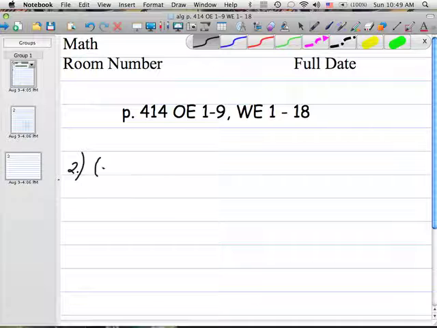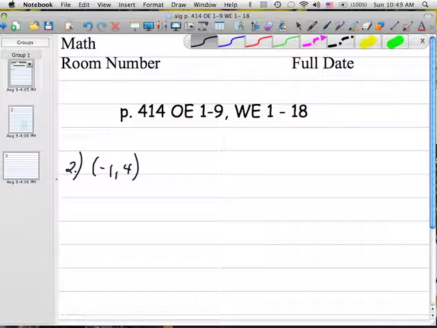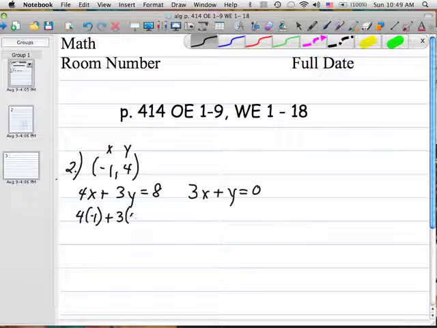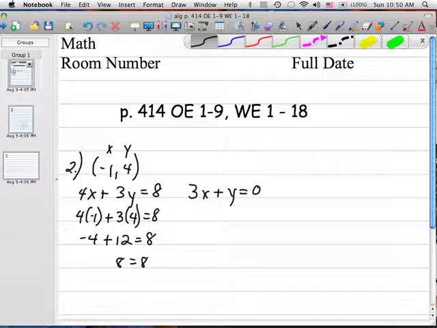Number 2 has the ordered pair -1, 4, and we're going to test it to see if it solves x plus 3y equals 8. And the other equation in the system, 2x plus y equals 0. So plugging in these values, this is x and this is y. So -1 plus 3 times 4, see if that equals 8. That's -1 plus 12, and 8 equals 8. So it works for that equation.